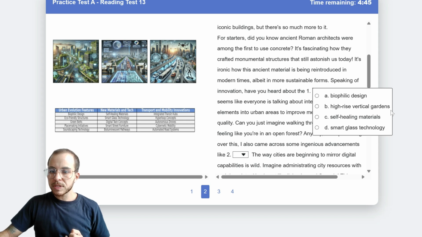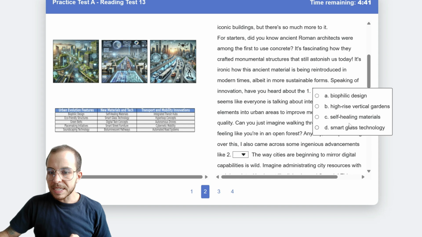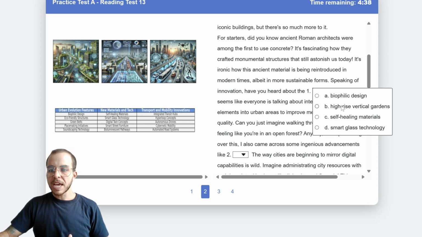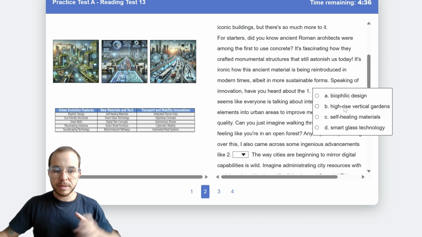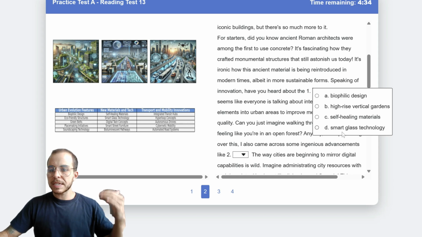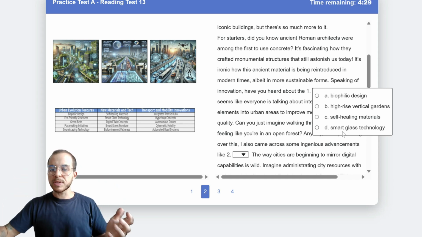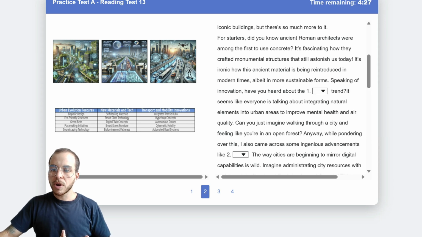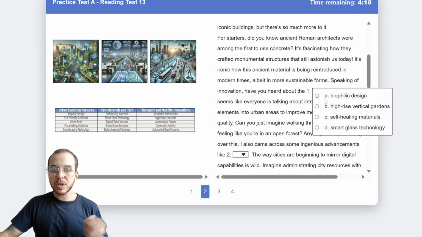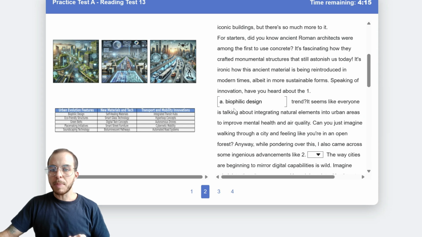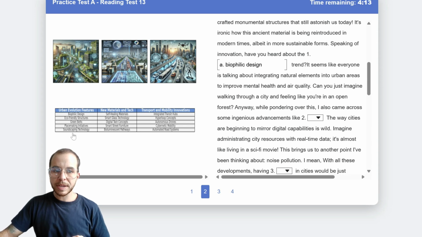Biophilic design, high-rise vertical, self-healing materials. Now, self-healing materials just doesn't fit. High-rise vertical design, that was never in there. Cross it out. We didn't see it. Smart glass and self-healing materials, those were under materials. So we're looking for the urban environment. Everyone's talking about integrating natural elements into urban areas. The only answer that was in urban elements is biophilic design. That's the only one that came from here.